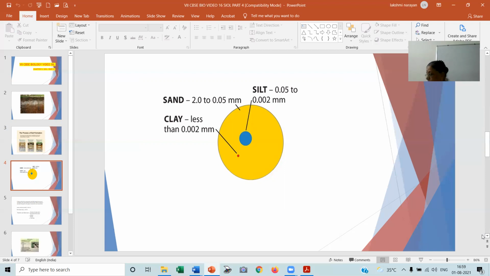Now, loamy soil or loam contains equal amounts of sand and silt. It drains water well, has air spaces and retains nutrients. It is suitable for crop cultivation and gardening. I hope you are able to follow this.